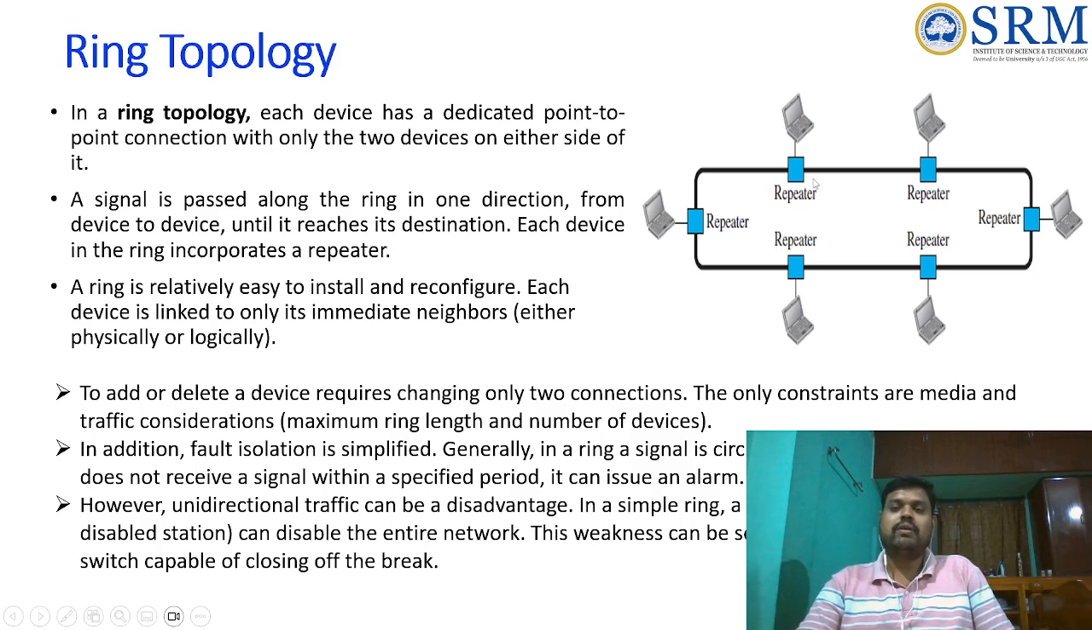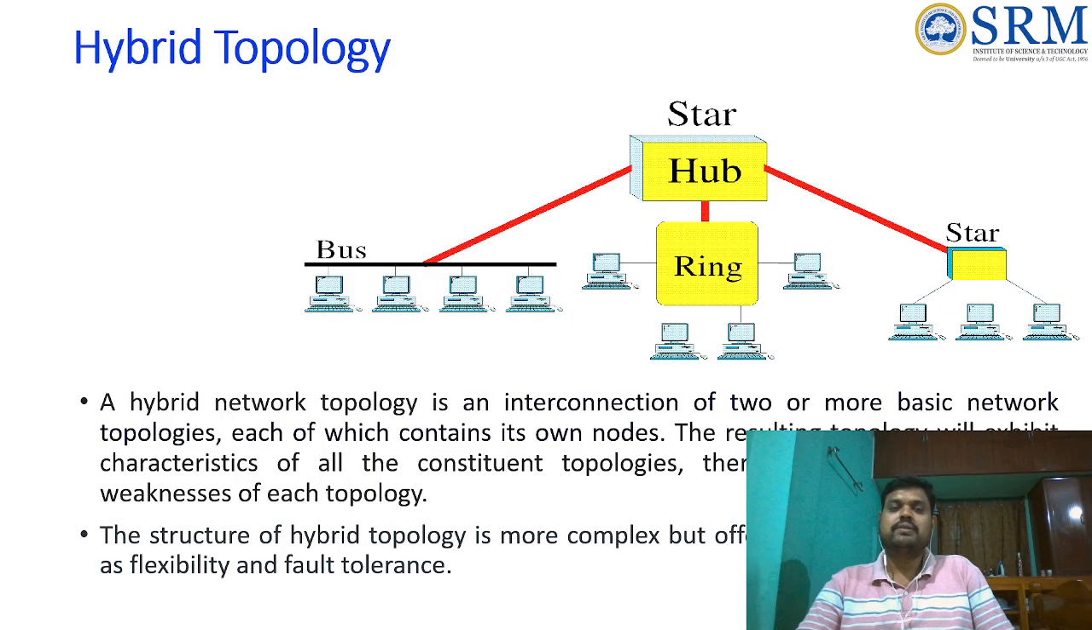Signal is passed in one direction from one device to another device until it reaches the destination device, right? So data will move in only one direction. To add or delete a device in the ring structure, you need only two connections. The disadvantage is if any one of the device connections goes down, the ring will break down, so the entire structure will collapse, right?